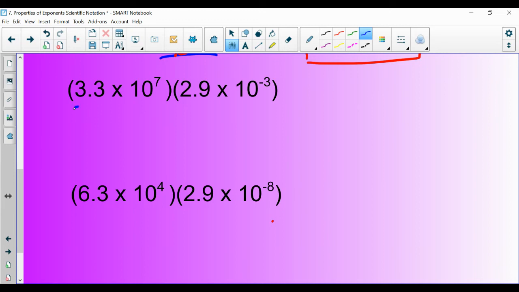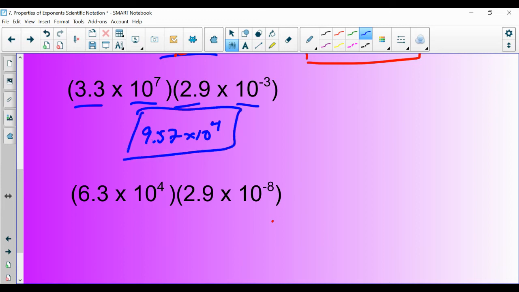So this first one, 3.3 times 2.9 is 9.57 times 10. Remember, when you multiply with the same base, you add their exponents. 7 and negative 3 will give you 4. My number is already between 1 and 10, so we're good. This is just my answer.